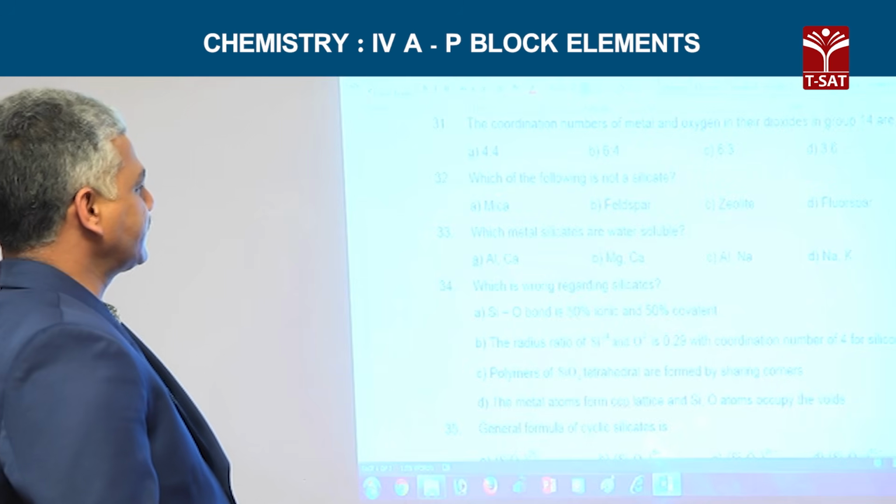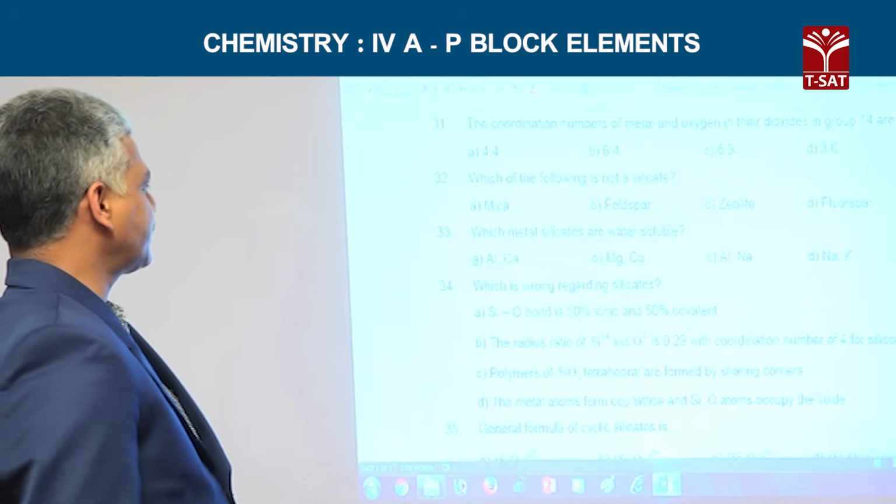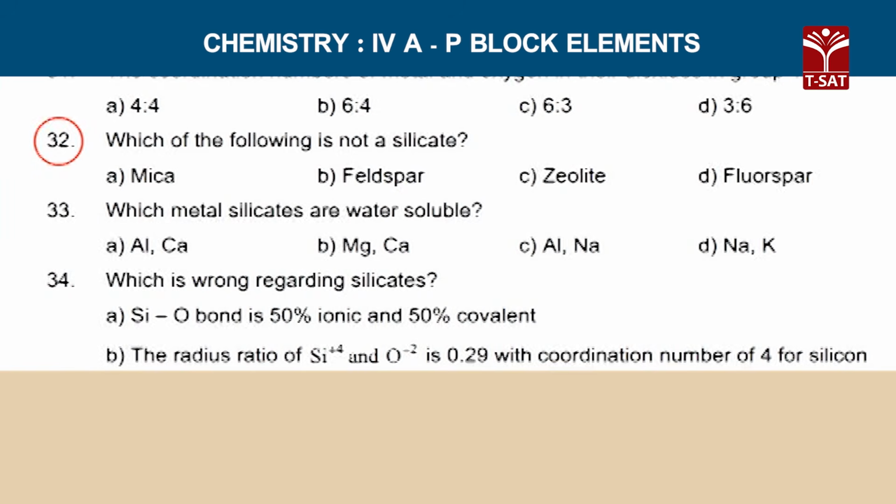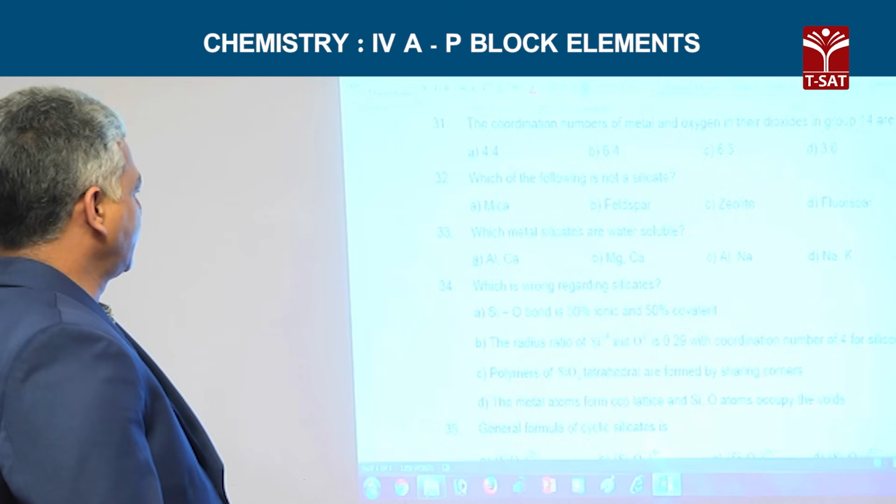32nd question. Which of the following is not a silicate? Given options are mica, feldspar, zeolite and fluorspar. Correct answer is D. Fluorspar. It is not a silicate mineral.